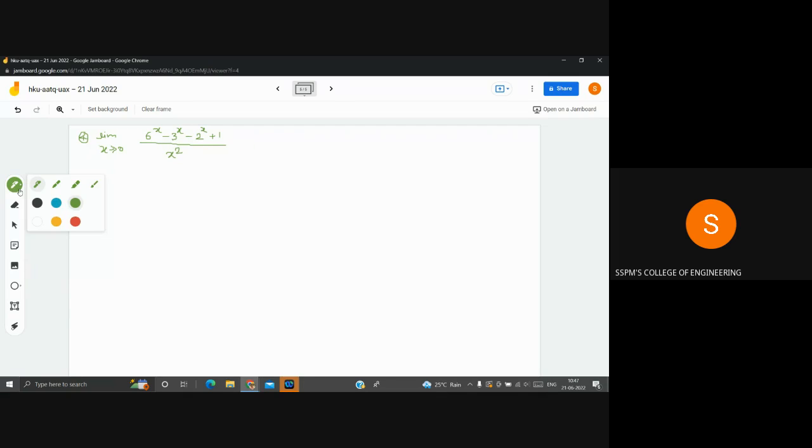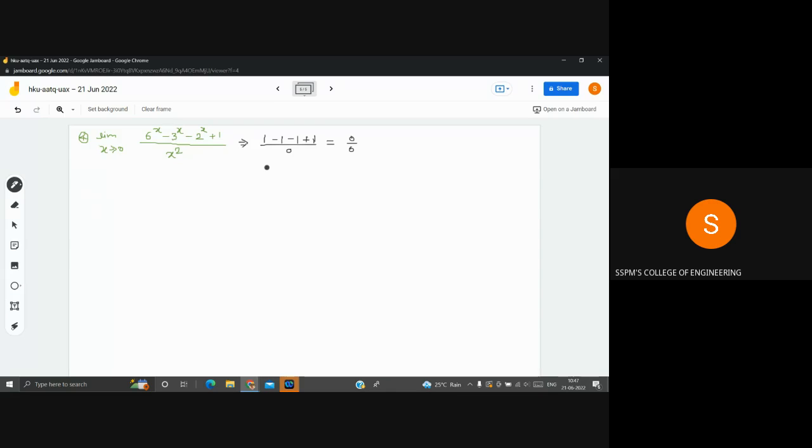So in this function, when you apply the limit as x tends to 0 directly, x tends to 0 means 6 raised to 0 is 1. Okay, 3 raised to 0 is also 1, and 2 raised to 0 is also 1, plus 1, upon x square which is 0. I have written the value of the limit directly. So what is the sum of them? Minus 2 plus 2 is 0, meaning 0 by 0. Here you are getting the limit 0 by 0.